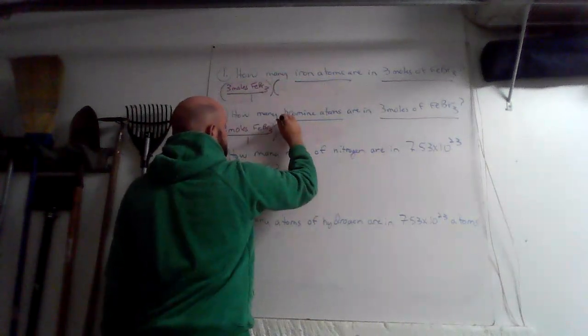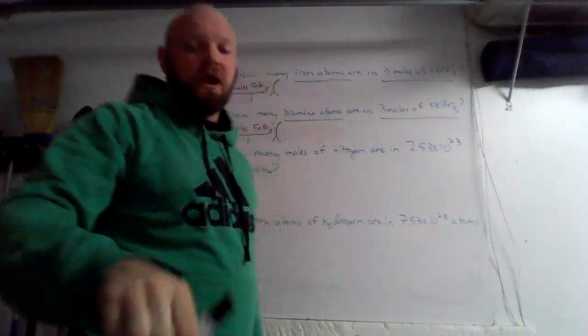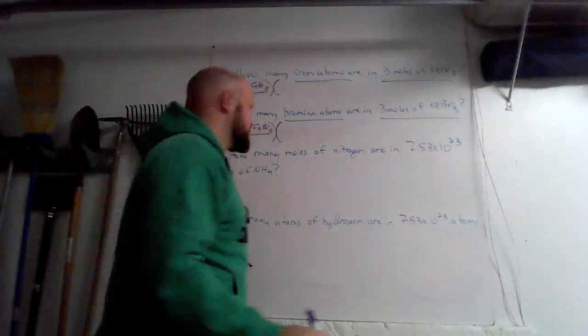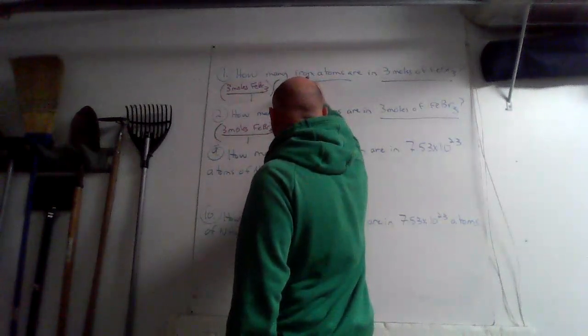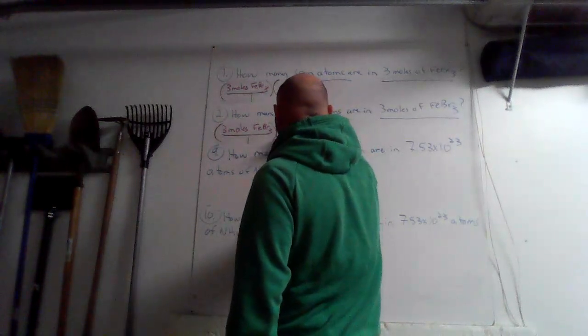So if you remember from either dimensional analysis or what we did earlier in moles, whatever numbering unit we have up on the top, we want to cancel out the unit. So I'm going to drop down moles of FeBr3.